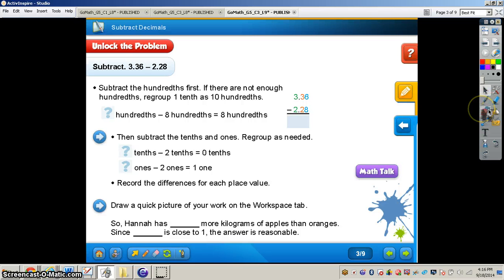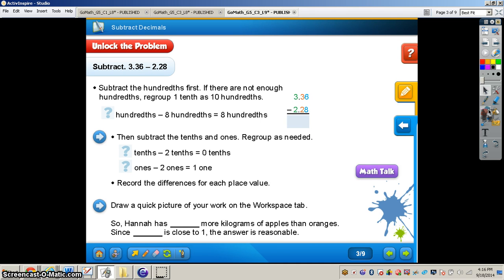Okay, now the problem that we have is Hannah has 3 and 36 hundredths kilograms of apples and 2 and 28 hundredths kilograms of oranges. Hannah estimates she has about 1 more kilogram of apples than oranges. How many more kilograms of apples than oranges does Hannah have? How can you use this estimate to decide if your answer is reasonable?